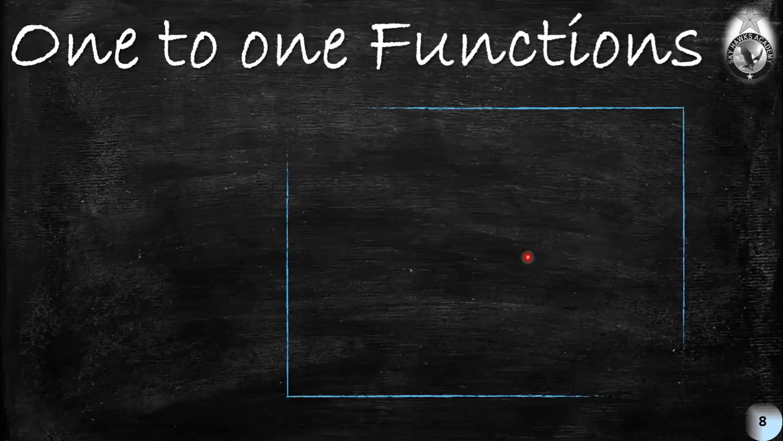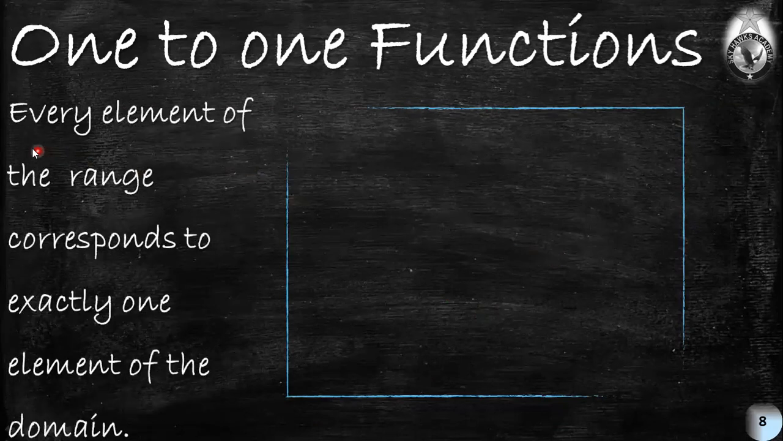Now let's see. Please read this one. One-to-one functions: every element of the range corresponds to exactly one element of the domain. It's a very simple and straightforward definition. So that type of function is called one-to-one.